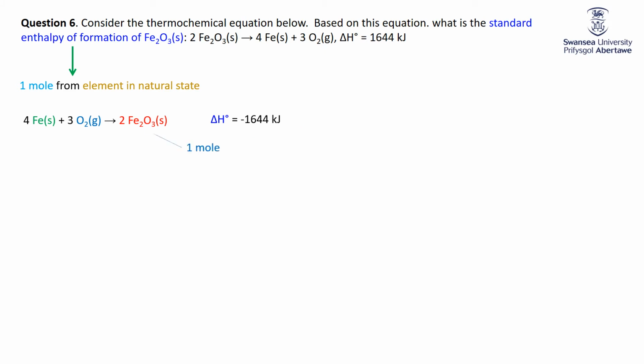I actually just want 1 mole of Fe2O3. So what I'll have to do there is take this equation, which does indeed have the elements, but twice as much of them as we need, so divide it by 2. So now instead of 4 I've got 2, instead of 3 I've got 3 halves O2, and instead of 2 moles of Fe2O3 I have 1 mole of Fe2O3. And of course when I halve the coefficients I have to halve delta H. Minus 1644 halved is minus 822.